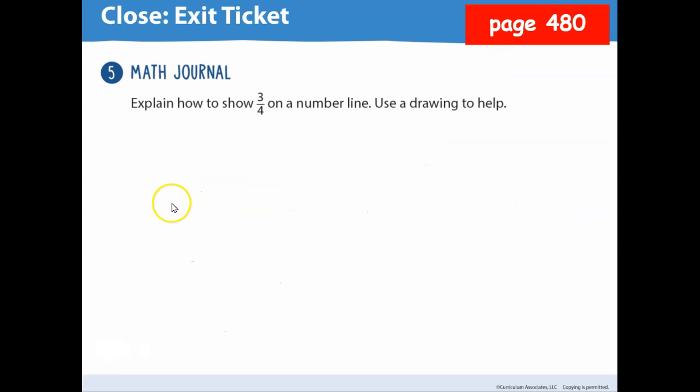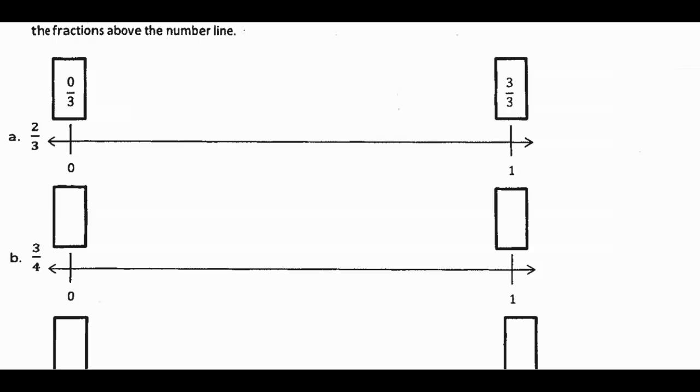So go to 480 and then draw me a number line that shows 3/4. Go. Draw a number line, okay? Label it and put a dot where 3/4 would be. All right.